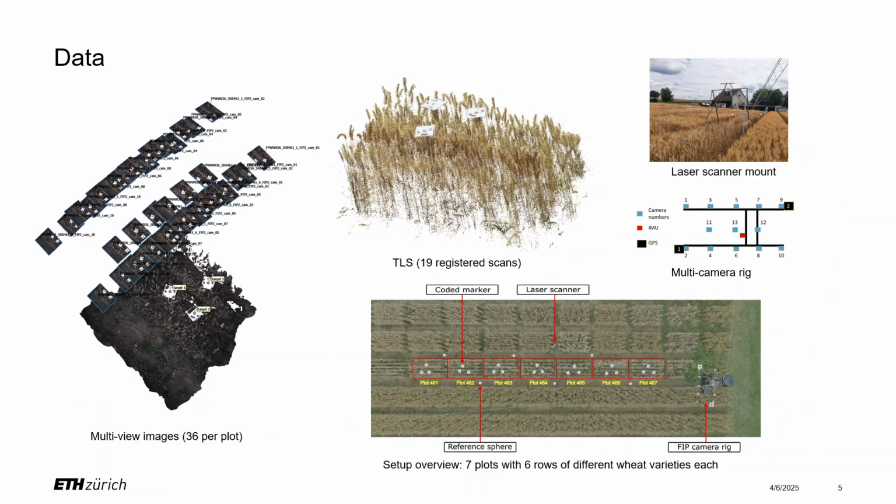We collected data from 7 outdoor wheat plots containing 6 rows of different wheat varieties using ETH Zurich's field phenotyping platform. For each plot, we captured 36 multi-view images and used 3 geocoded markers for alignment and scale determination. For ground truth validation, we performed high-resolution terrestrial laser scanning with 19 registered scans, providing a reference dataset for evaluating our reconstruction and measurement accuracy.